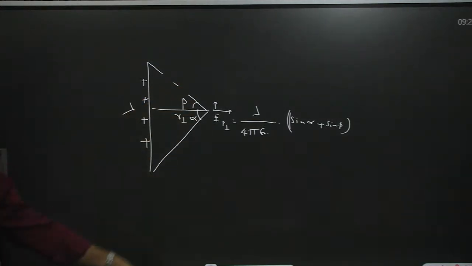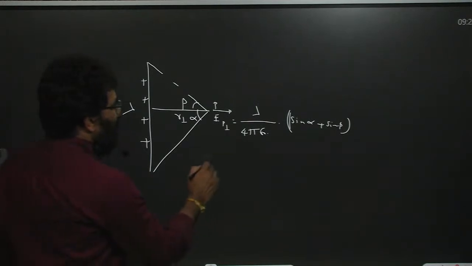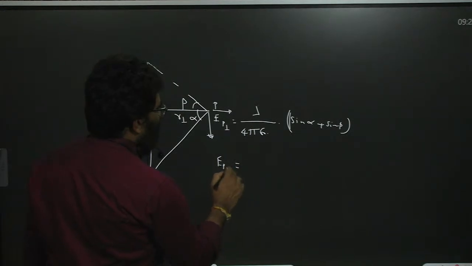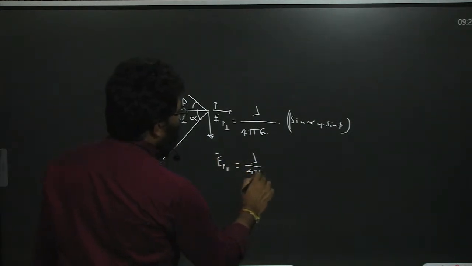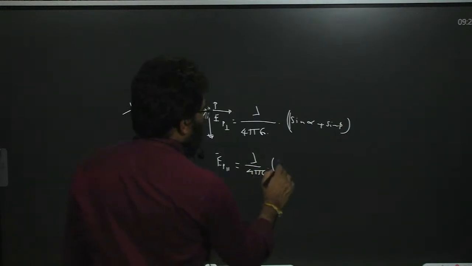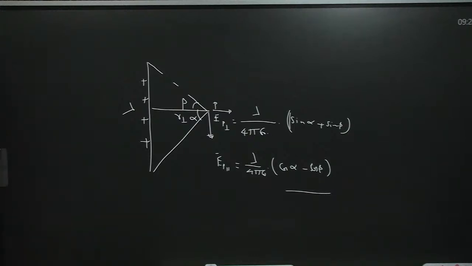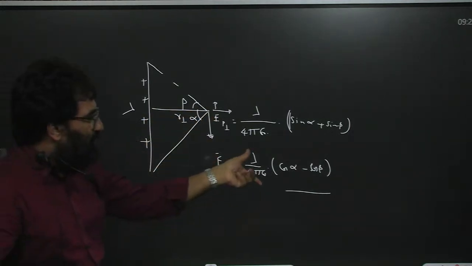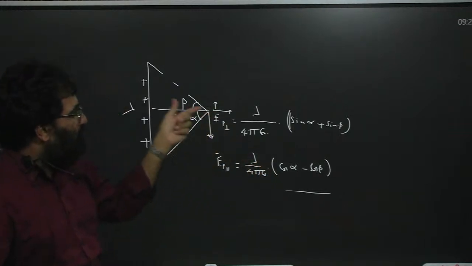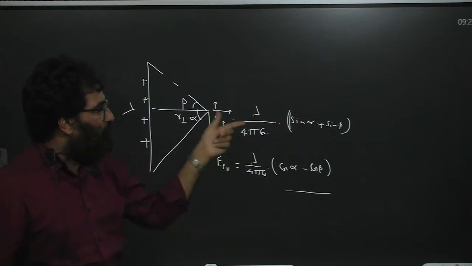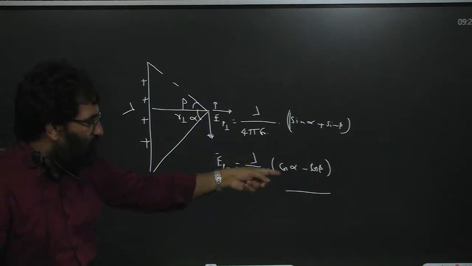Now, if alpha is not equal to beta, definitely a field must be there along this direction also. The electric field at point P along this direction, parallel to the wire, must be lambda by 4 pi epsilon naught r, times cos alpha minus cos beta. This is a very important point. Now field must be there both parallel and perpendicular to the wire. If alpha is equal to beta, this term becomes 0 and the field is only perpendicular to the wire. So remember this formula: lambda by 4 pi epsilon naught r, sin alpha plus sin beta perpendicular to the wire, and parallel to the wire lambda by 4 pi epsilon naught r, cos alpha minus cos beta.